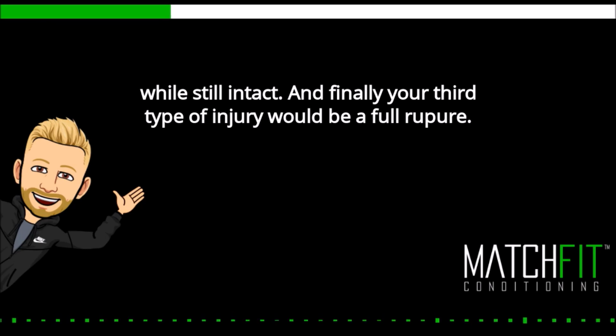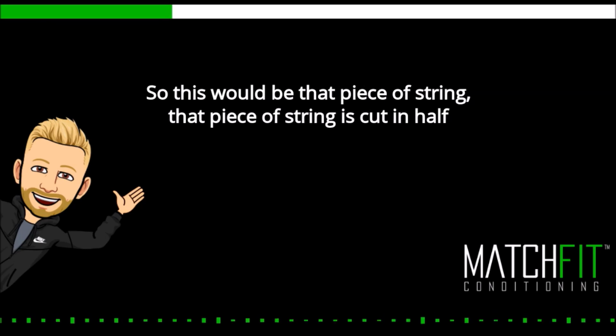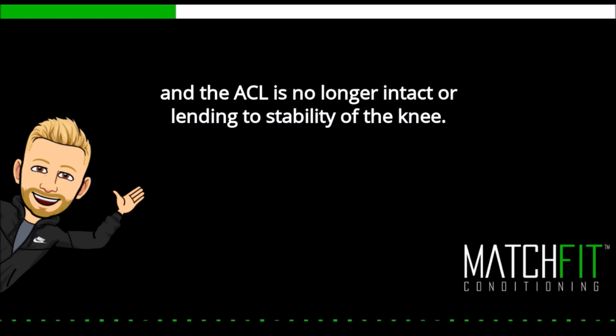And finally, your third type of injury would be a full rupture. So this would be that piece of string. That piece of string is cut in half, and the ACL is no longer intact or lending to stability of the knee.